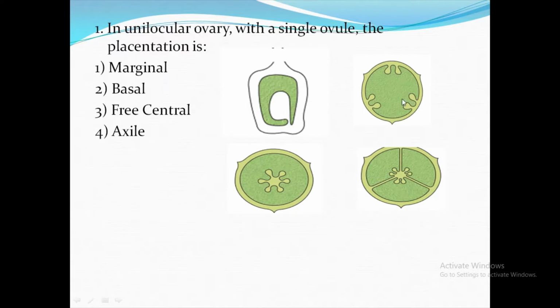In marginal placentation, the ovules are attached to the walls of the ovary. So this is the ovary and this is the ovary wall. To this ovary wall the ovules are attached, then it is called marginal placentation. In free central placentation, ovules are freely attached to the central axis. Then in axial placentation, here you can see ovules are attached to the central axis, but here there are more than one locules. It means the ovary is divided into several locules.